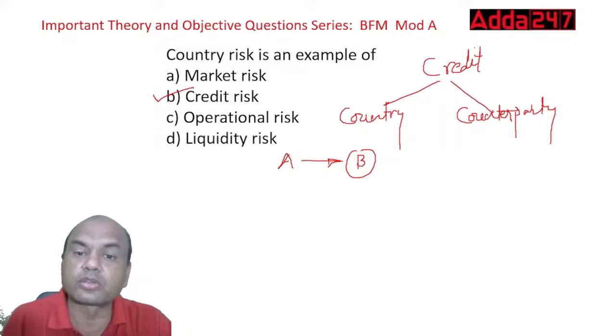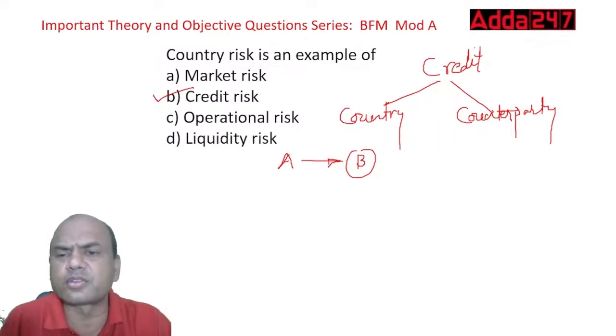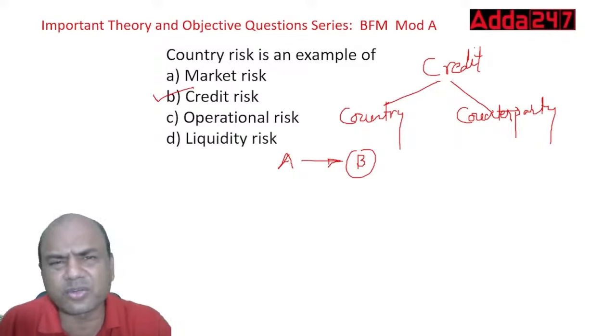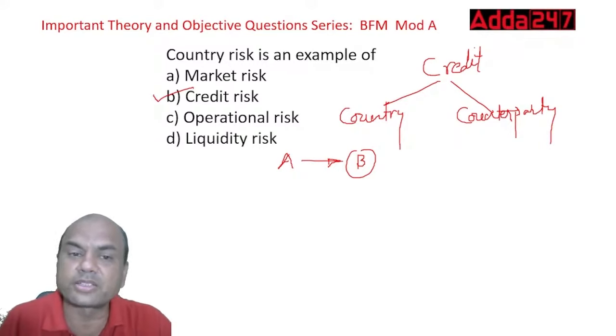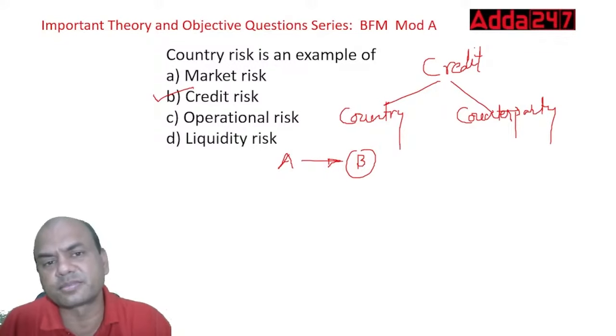Afghanistan, North Korea. So B is good, but the country is bad. The second one is counterparty. Here B is bad, country is good. Somebody staying in USA, somebody staying in Europe. Countries are good, but the party is bad. So that is counterparty. So country risk is an example of what? Credit risk, isn't it?